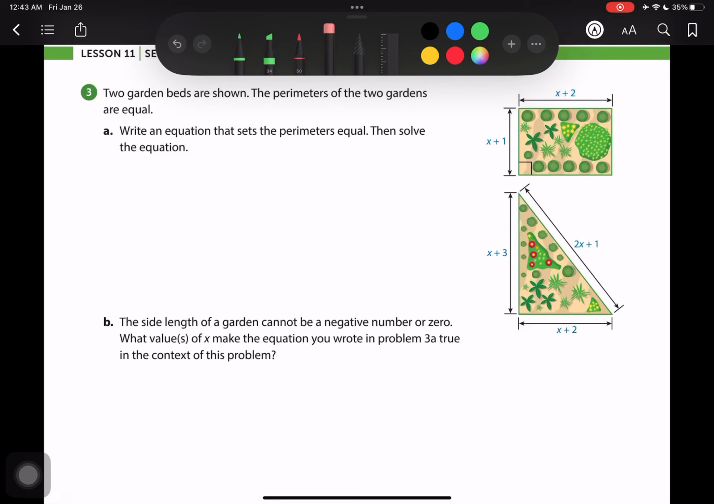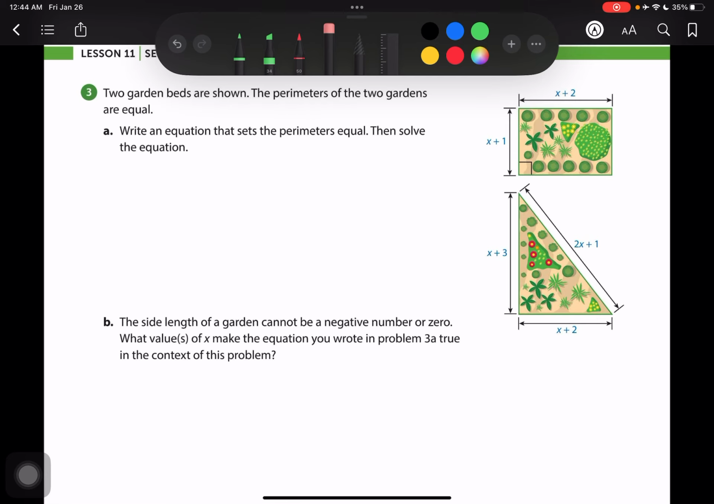It says the two garden beds are shown. The perimeters of the two gardens are equal. Okay, write an equation that sets the perimeters equal. Then solve the equation. Now, first of all, we know that perimeter means that we're going to add up all the sides.